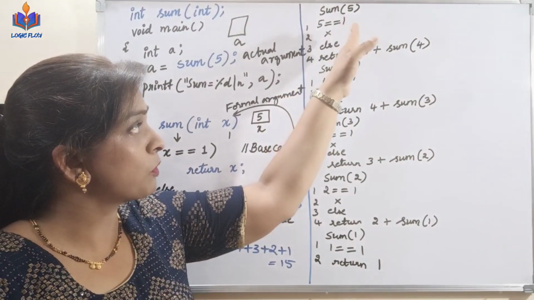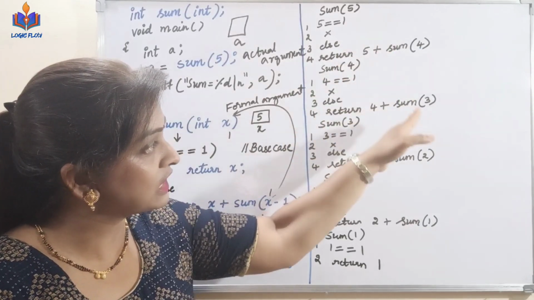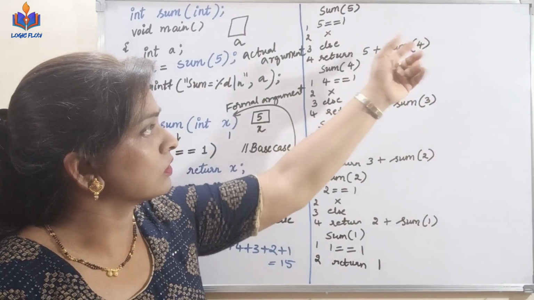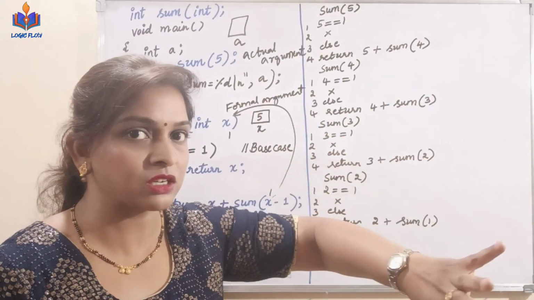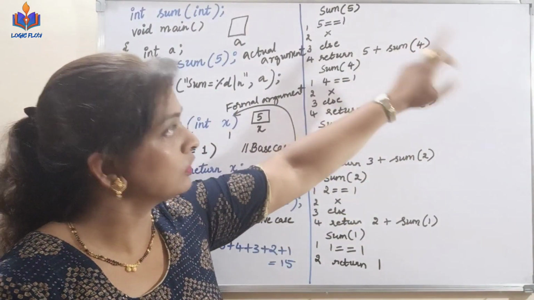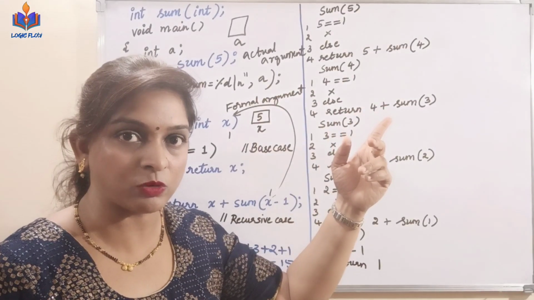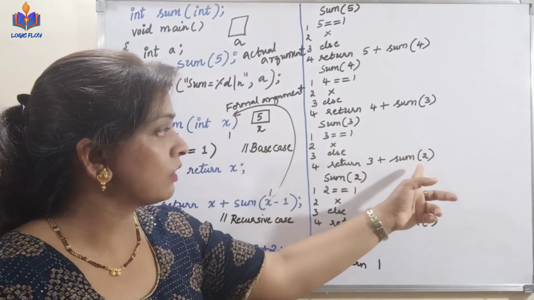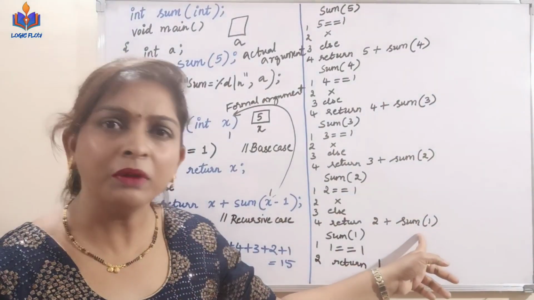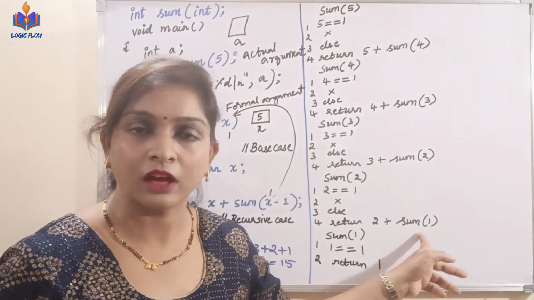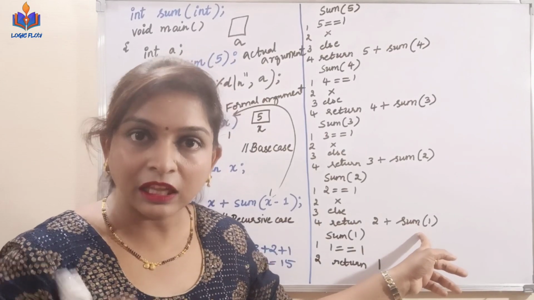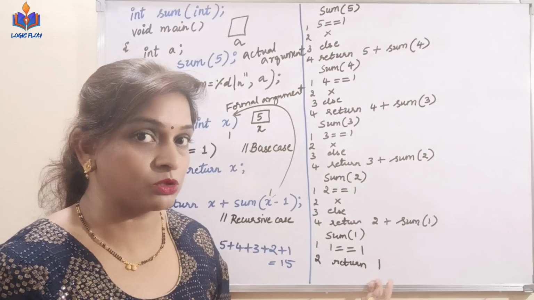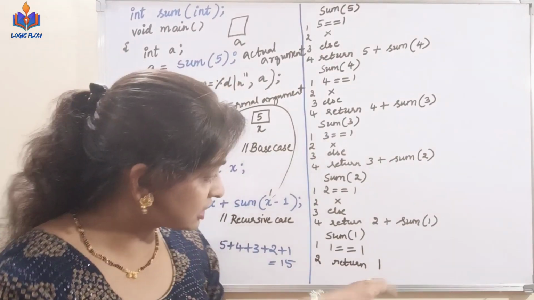In the forward process, we go on dealing with the recursive cases. See, I say return 5 plus sum of 4. Nothing is written, no computation done. Simply the function called, the same function gets invoked once again. Then again, nothing is computed. Again call, again call. How many times do I need to call? I should have a termination point. There will be some condition so that the recursion gets terminated. This is the case here.